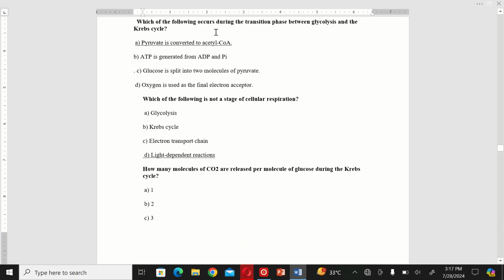Which of the following occurs during the transition phase between glycolysis and the Krebs cycle? A. Pyruvate is converted into acetyl coenzyme A. B. ATP is generated from ADP and Pi. C. Glucose is split into two molecules of pyruvate. D. Oxygen is used as the final electron acceptor. So the correct option is A.